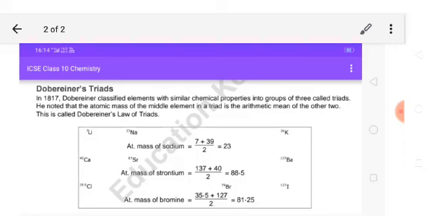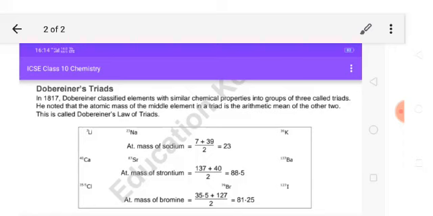Dobereiner triads. In 1817, Dobereiner classified elements with similar chemical properties into groups of three called triads. It means that he gave his law, the law of triads. What does triad mean? A triad is nothing but a group of three.